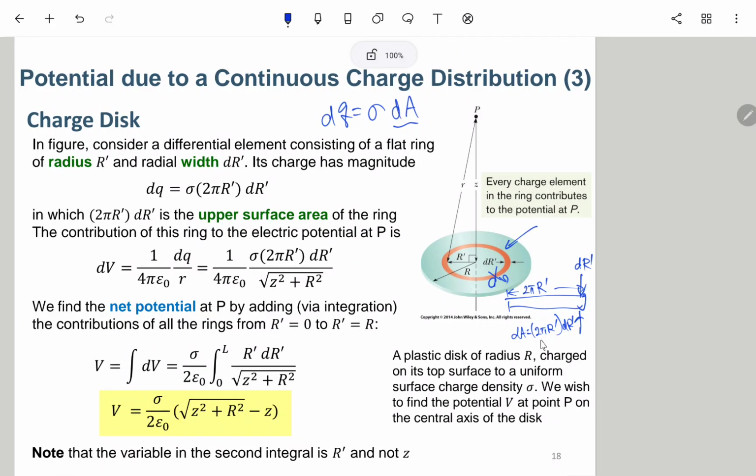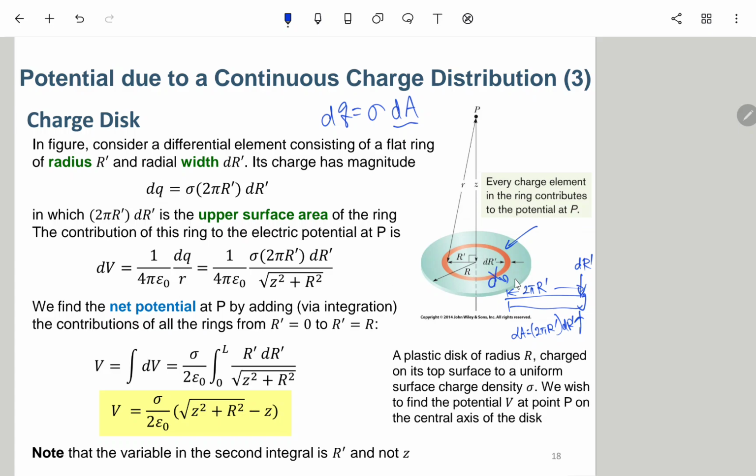Here we plug this into here, so we have dq equals sigma times 2 pi r prime dr prime. Now that we have a dq, we can make use of this formula. Originally we don't have this d here, but after considering this small part, we have a dv generated by this ring, and we can have the expression for different rings with different radii. So we have dv equals k times dq over r.